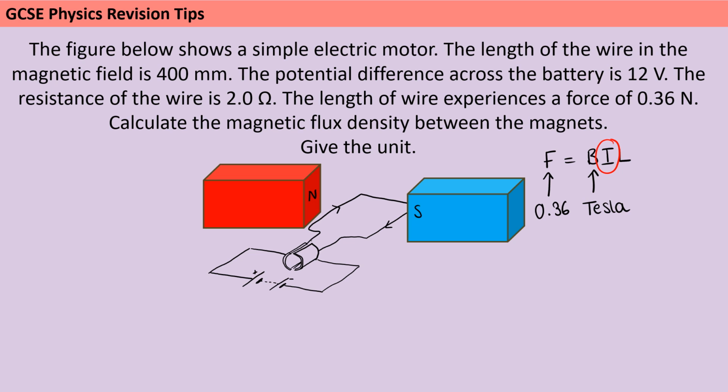issue with, because nowhere in the question has it given us a number in amps or has it said the word current. So we need to think, well, what other numbers have we been given and how could we use these to calculate the current so that we can then put it in?